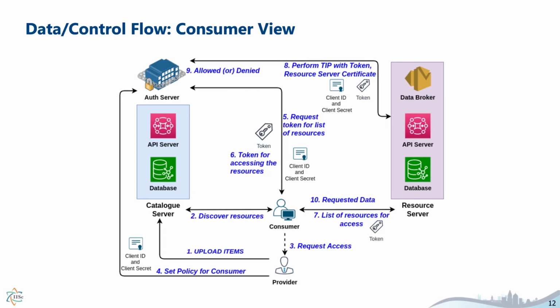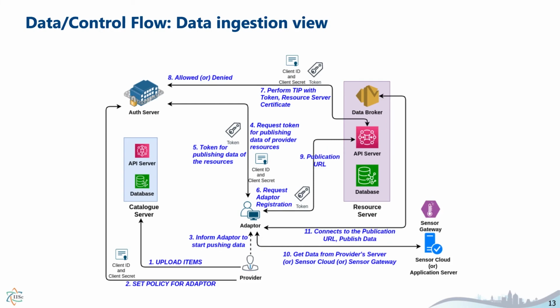The access can be allowed or denied based on the validity of the token. However, if the token is valid, then as a last step, step number 9, the requested data is given back to the consumer, which completes the whole flow of getting access to the data from a protected resource. Next, we look at the data ingestion view. We look at a scenario where a provider wants to publish data using an adapter program or an adapter application.